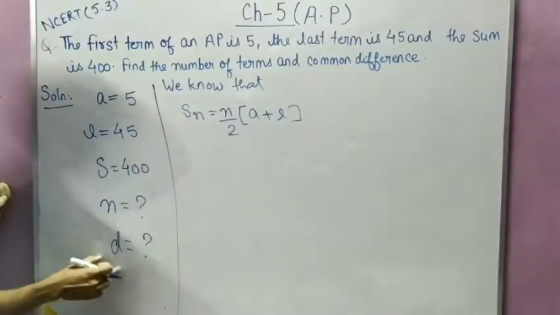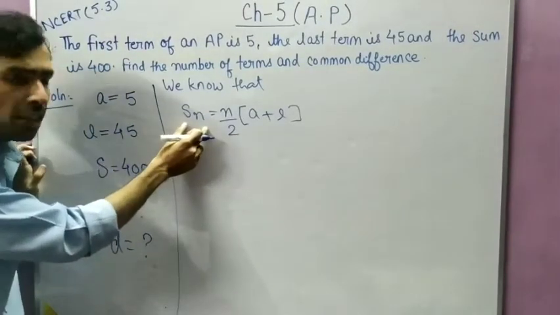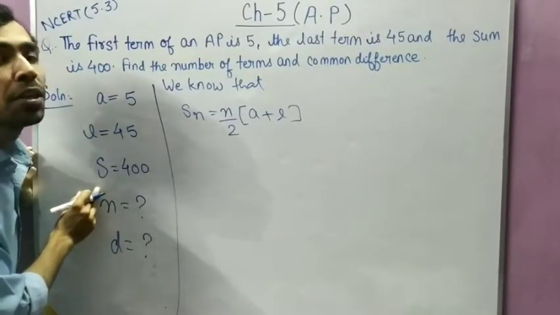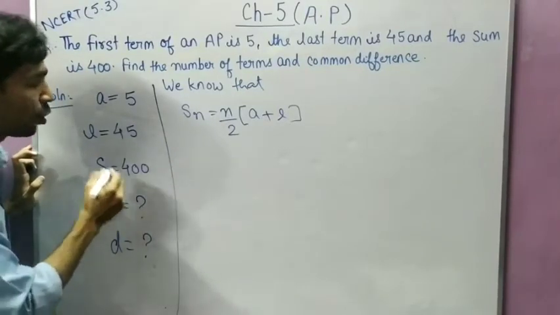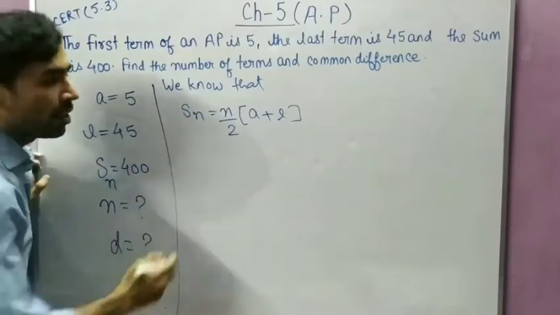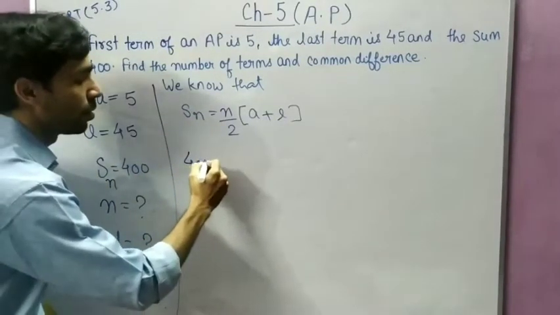Now Sn is given, as Sn is equal to S only, because we don't know how many terms are there. That's why I have written S only. Okay, or you can write Sn, both are the same. So in place of Sn we can write 400.